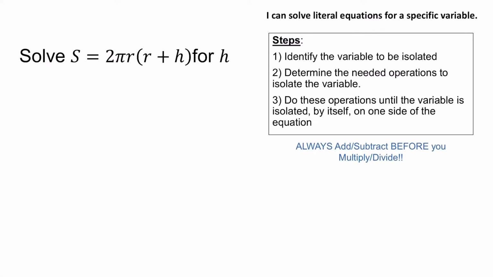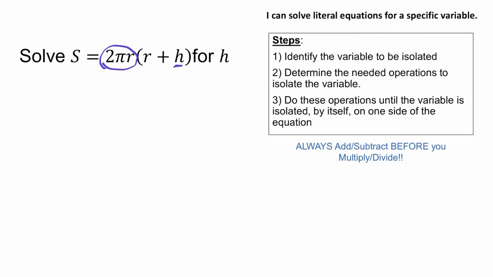Let's try solving s equals 2 pi r times r plus h for h. So the variable we want to isolate is h. So we have a lot of things going on in this problem. Everything is being multiplied by 2 pi r, and then we have r being added to h. So since we want to work on getting h by itself, first I'm going to try to take care of this 2 pi r term.